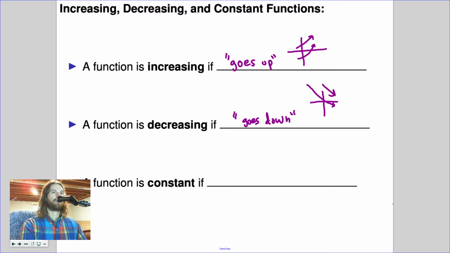And a function is said to be constant. Where is my cursor? Hold on, I'm going to pause and try and figure this out.